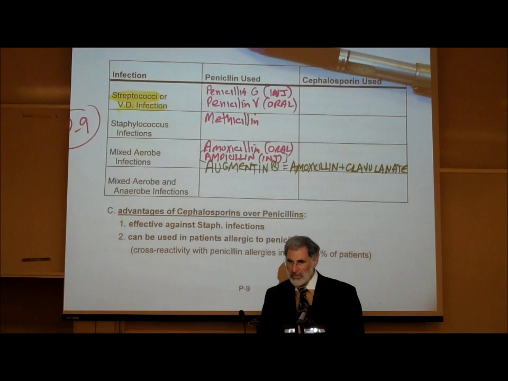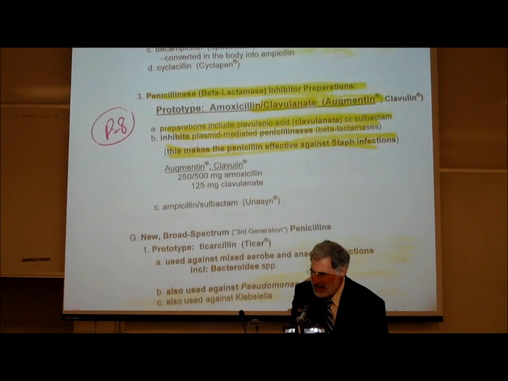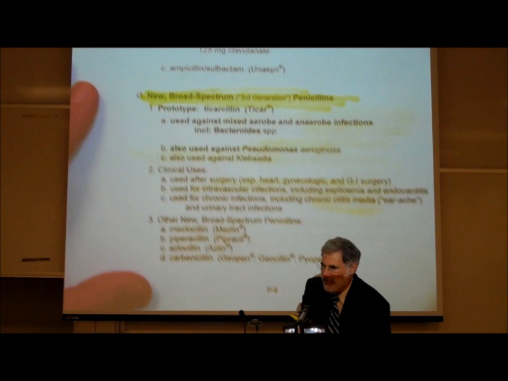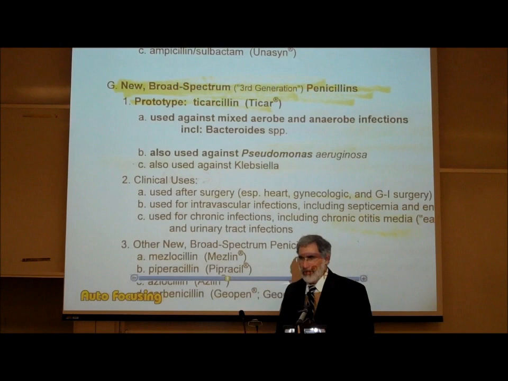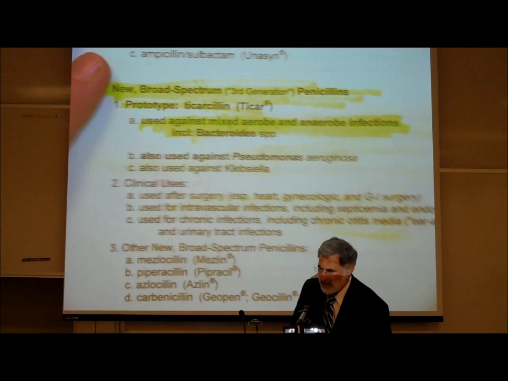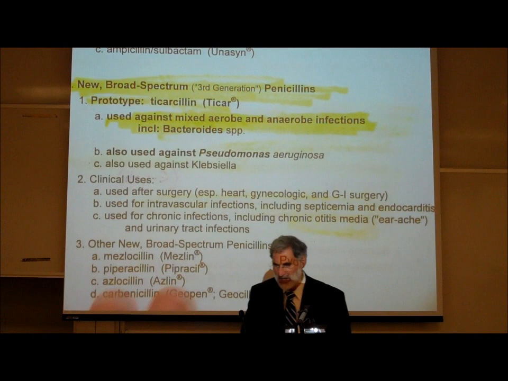Back on page P8. On page P8, they were having so much fun modifying the penicillin molecule that they modified it further into what are called new broad spectrum or third generation penicillins like ticarcillin. And by modifying the penicillin molecule, now it works not only against aerobic bacteria, but even anaerobic bacteria, including bacteroides. So these are very broad spectrum penicillins that even work effectively against anaerobes.